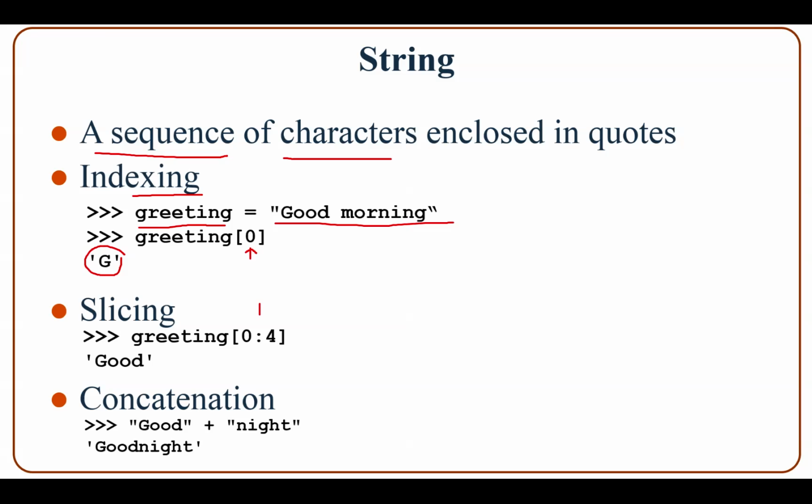Slicing. You can also use the colon operator to return a slice of a string. For example, greeting, and you give it 0 to 4. 0 to 4 means that you take the first character up to the character just before 4. The index of the first is actually 0, and then 1, 2, and 3. So it gets you the slice from 0 to the index just before 4, which is 3. And here it gives you good. You can concatenate strings. So good plus night returns good night.